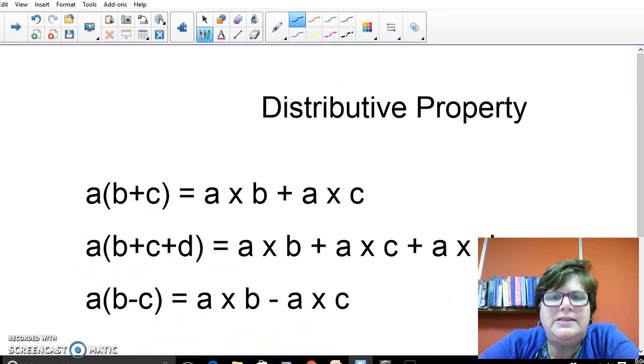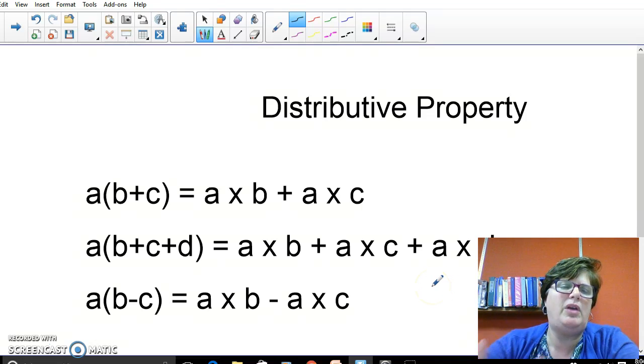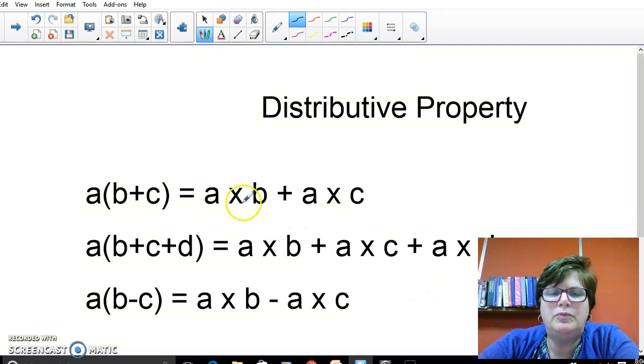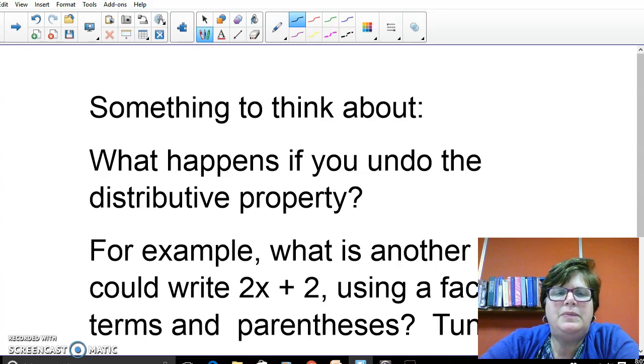Okay, so to sum up our lesson in math terms, if I'm only going to use variables, the rule is: a times (b plus c) equals a times b plus a times c. A times (b plus c plus d), we distribute it with everything in parentheses: a times b plus a times c plus a times d. A times (b minus c) would equal a times b minus a times c, working with everything that is in those parentheses.